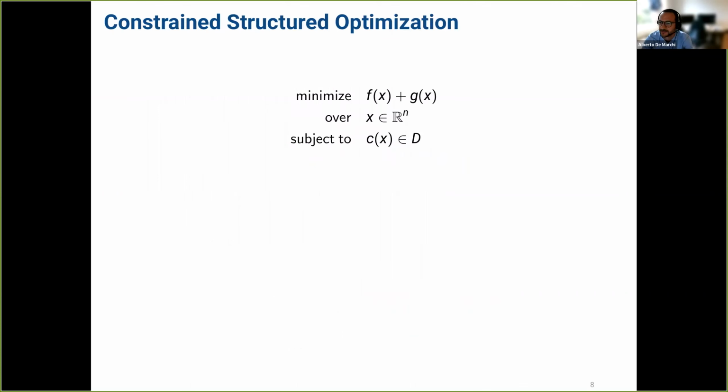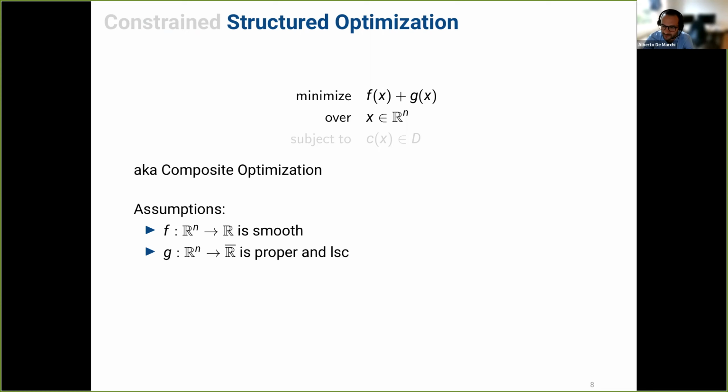Okay, so here it is again the problem that we want to analyze. But first we focus only on the objective function. So we forget about the constraints for a minute. And this f plus g problem is usually called the composite optimization problem. Here f is smooth, at least differentiable, and then g is proper and lower semi-continuous.